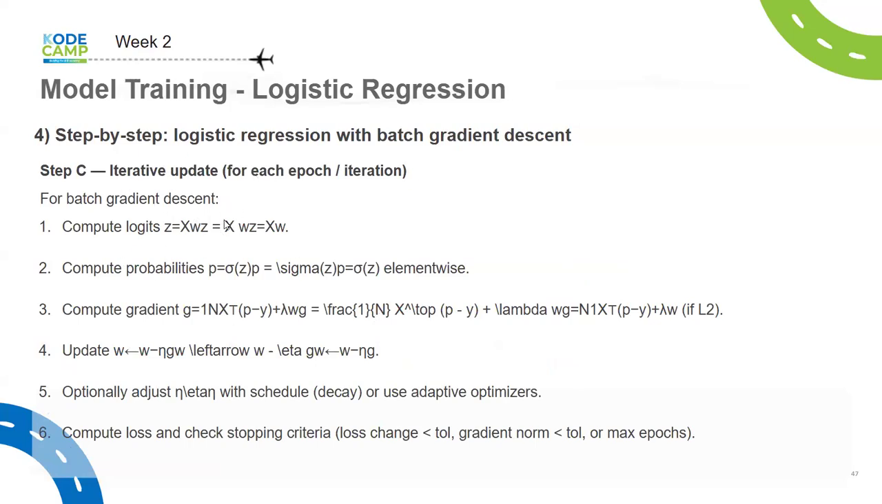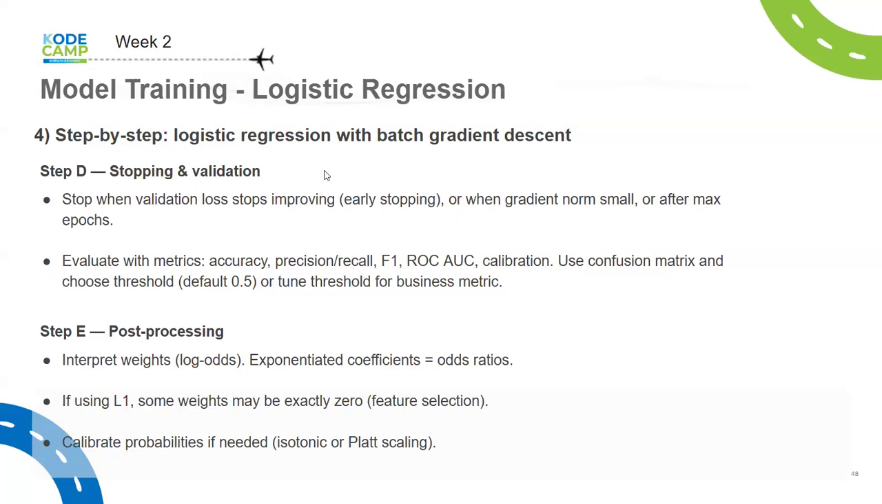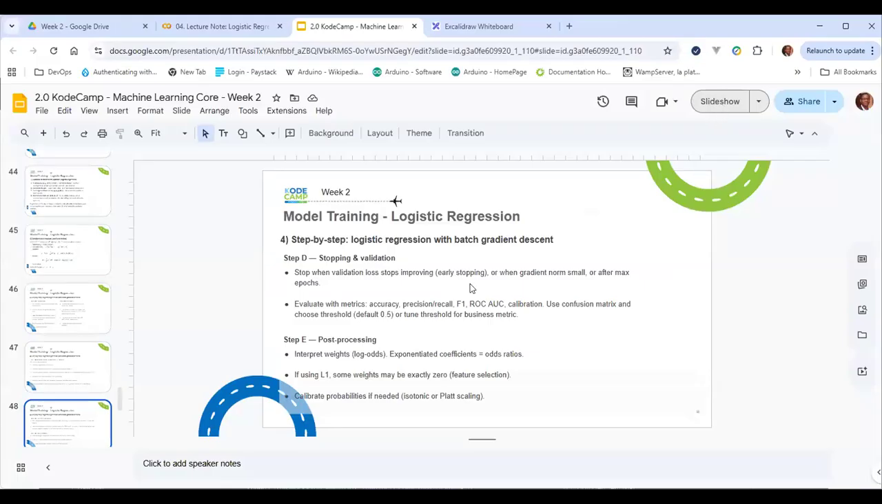Then you calculate the iterative update. You calculate the logits, the Z values, and pass them through the sigmoid. Then you compute the gradient, and after computing the gradient, you do the update. And that's it. It's what we have been doing before. So those are the steps for logistic regression. It's the same as the others. The other things, like stopping, validation and post-processing, are generic training methods. We're going to talk more about those.